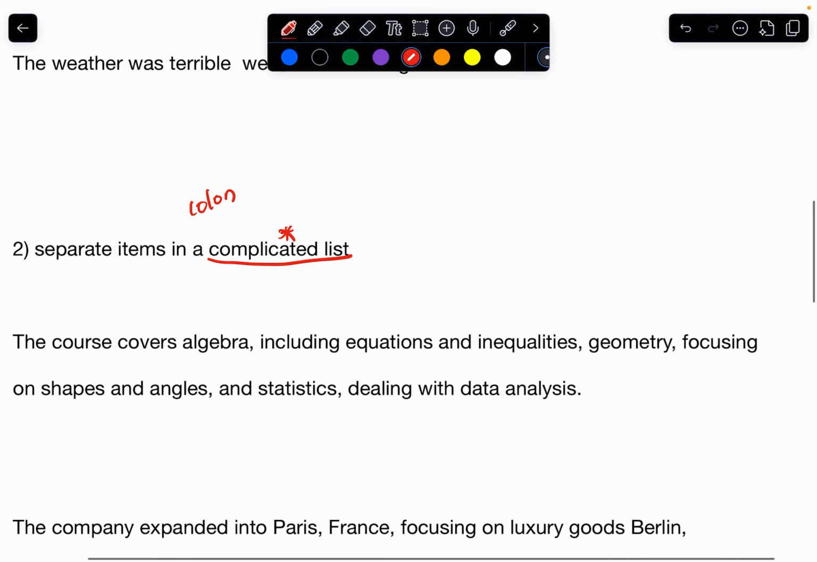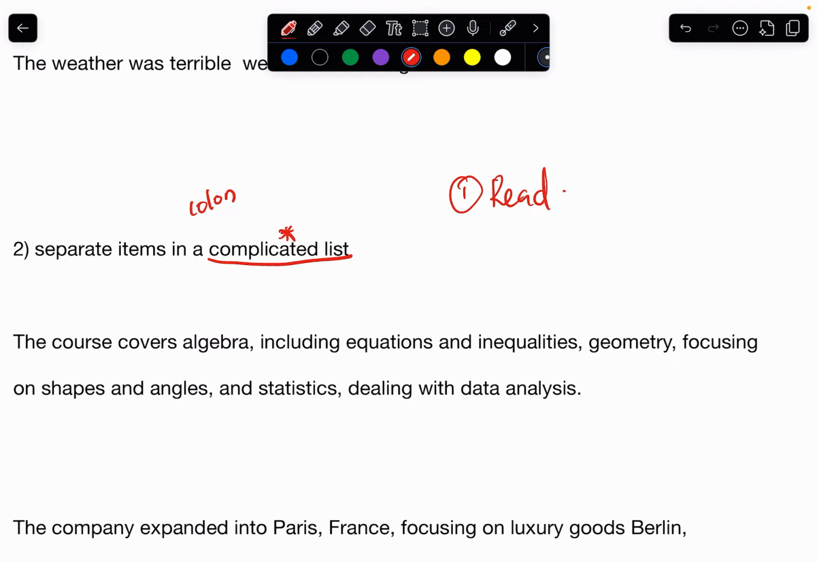It says, the course covers algebra, including equations and inequalities; geometry, focusing on shapes and angles; and statistics, dealing with data analysis. Now, the trick is to, first of all, read it, because when you read the sentence, you can understand, or some sentences might sound a bit incorrect, right? And the second thing is to then find the items in the list, okay?